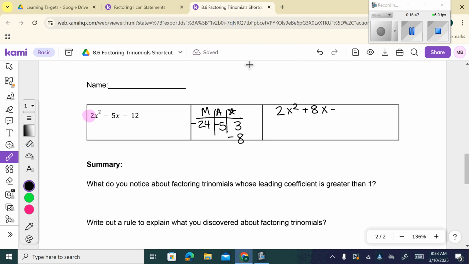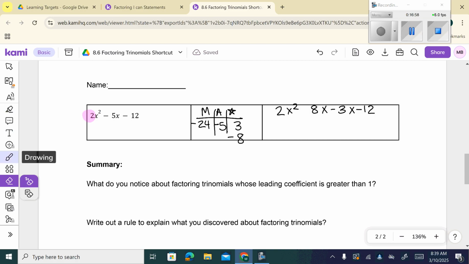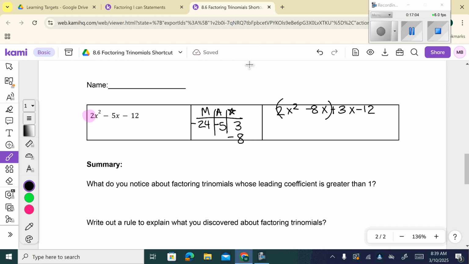That's fine. 2x squared minus 8x plus 3x minus 12. All right, you've got 4 terms. What do you do with 4 terms? Group them. All right, what goes into 2x squared and 8x?